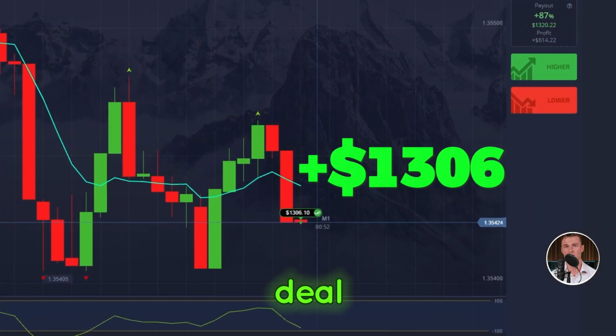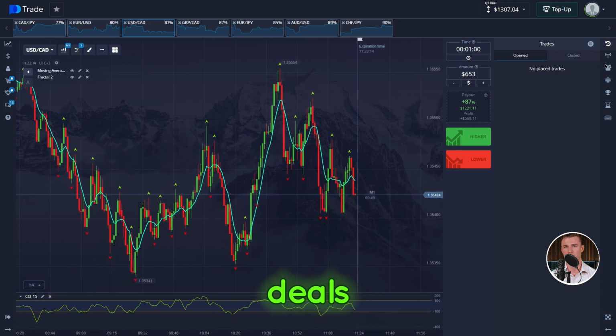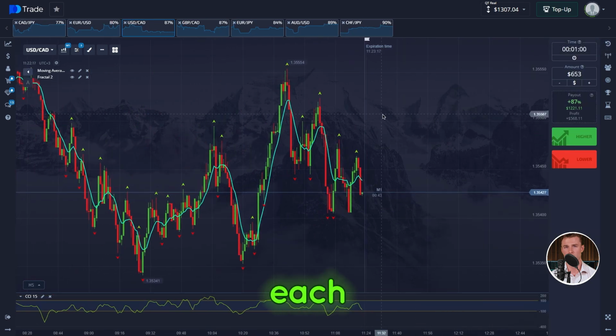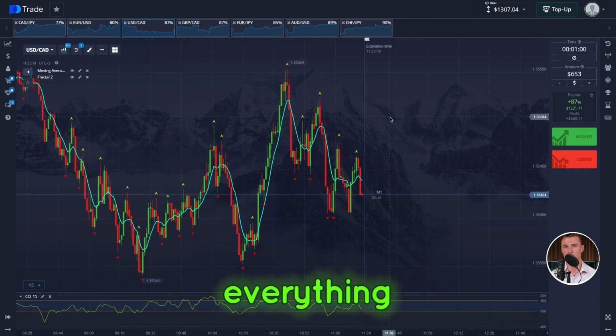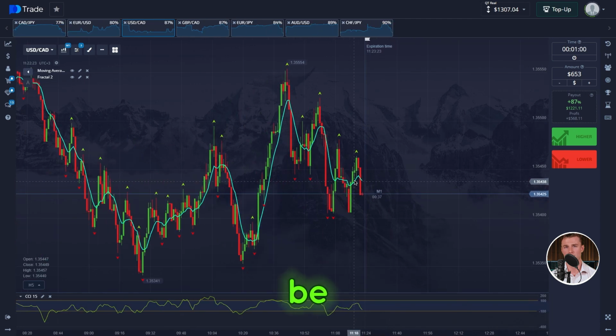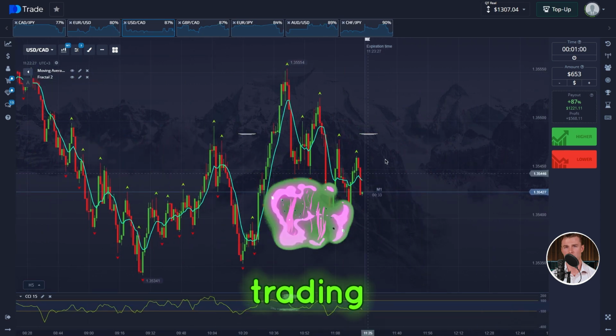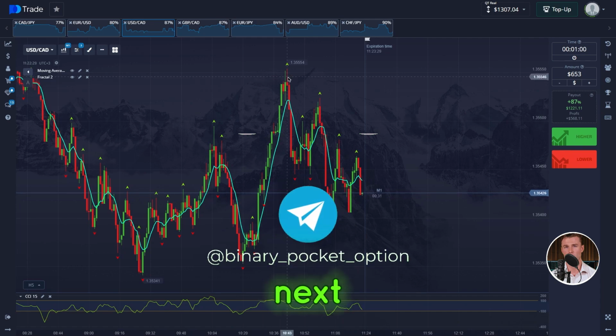And our next deal is also closing in A+. We will change the amount of the value. We will open 2 deals at 653 for each. As you can see, everything happened as I said. Having mastered this strategy, you will be able to do exactly the same. Well, we will continue trading and select the next currency pair.